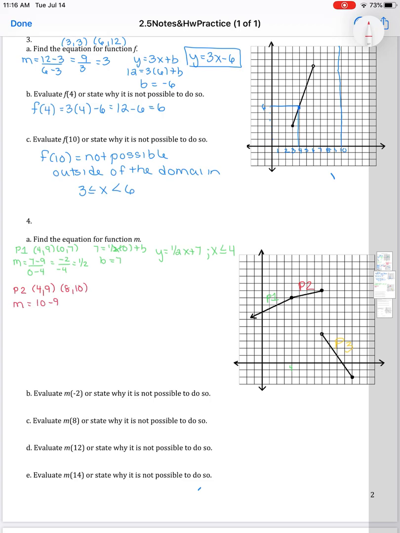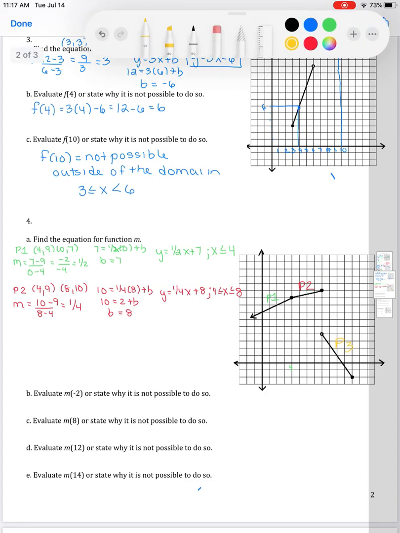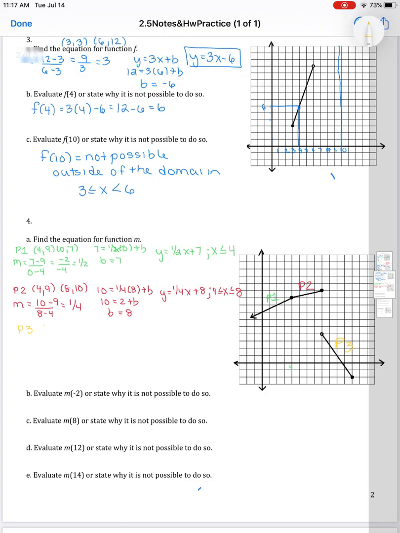Piece number 2, repeating the process. I'm going to get 2 points, so I have (4, 9) again. And then I have (8, 10). So the slope, when I calculate that, I get 1/4. If I take the point (8, 10) and I sub that in to the formula, 10 equals 2 plus b. b comes out to being 8. So I get y equals 1/4 x plus 8. And in terms of that, my restriction is that the x value is greater than or equal to 4, but less than or equal to 8.